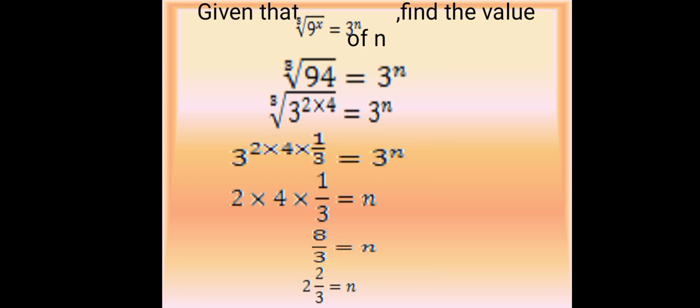Now the figure is there. The cube root of 9 raised to the power of 4 is equal to 3^n. So we shall write 9 in terms of its power, it shall be 3 squared. So 3 squared multiplied by the other power of 4, we have 8.